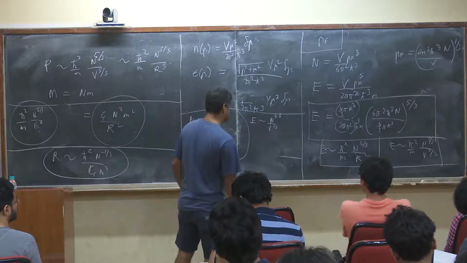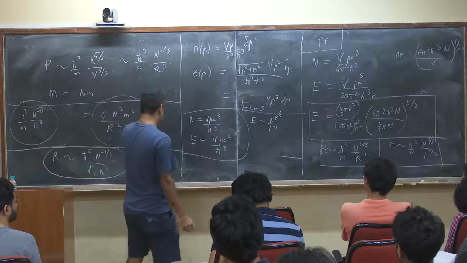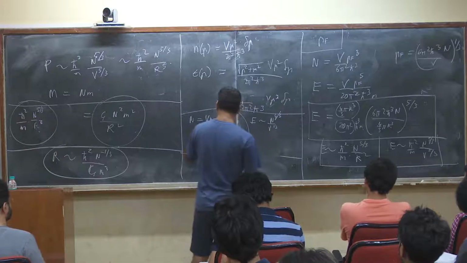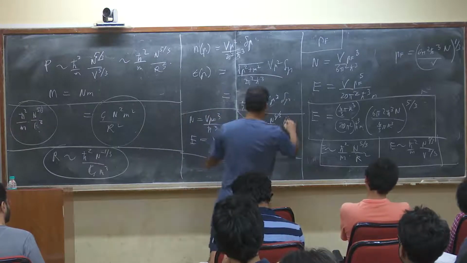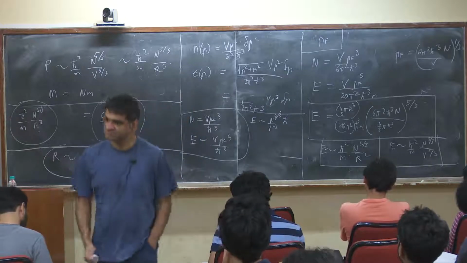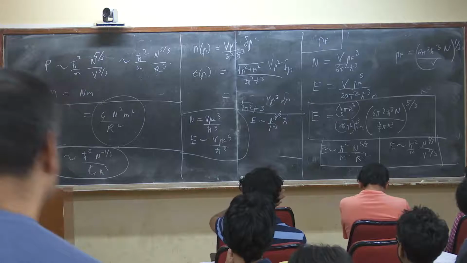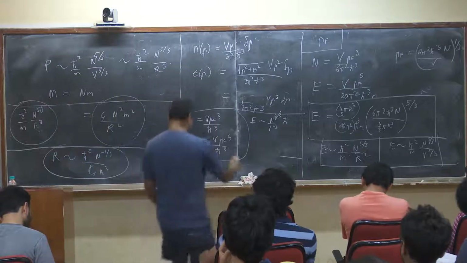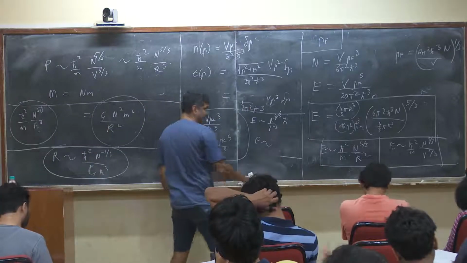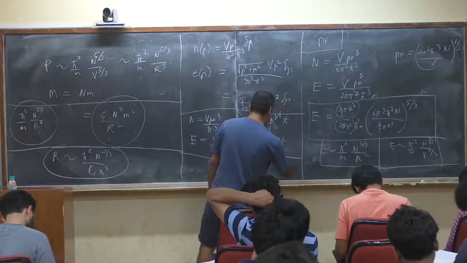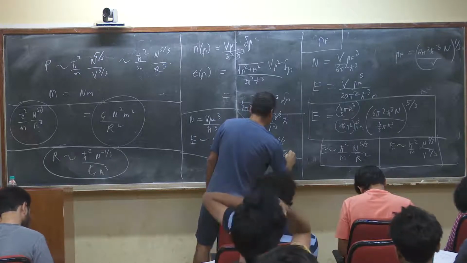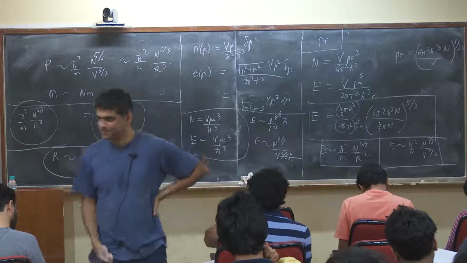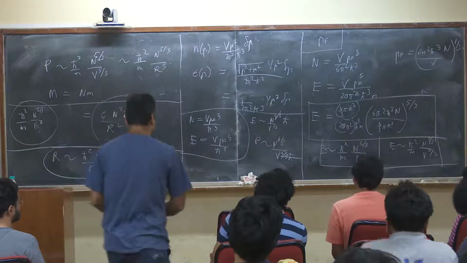And what about h bars? So the PF was h bar, right, 1 h bar. Is this clear? Great. And therefore, the pressure is of order N to the 4 by 3 divided by V to the 4 by 3, times h bar.